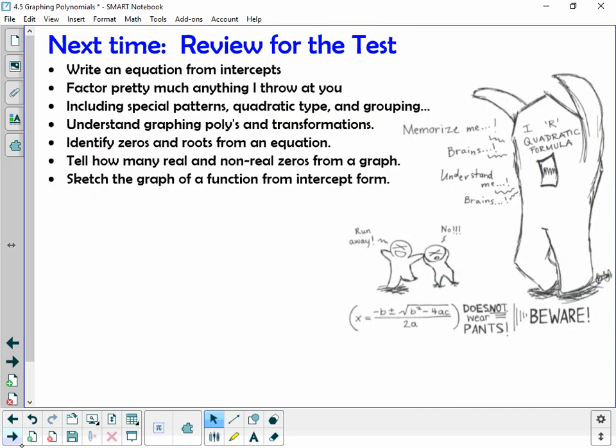So next time we are going to be reviewing for the test. So you should now know how to write an equation from intercepts, how to factor pretty much anything I throw at you. You should now be able to understand how to graph polynomials and transform them. You should be able to identify the zeros or roots of an equation. You should be able to look at a polynomial graph and tell how many real and non-real zeros that it has. And you should be able to sketch the graph of a polynomial function from its intercept form. So that's a lot of things, but they're all so closely related to each other.